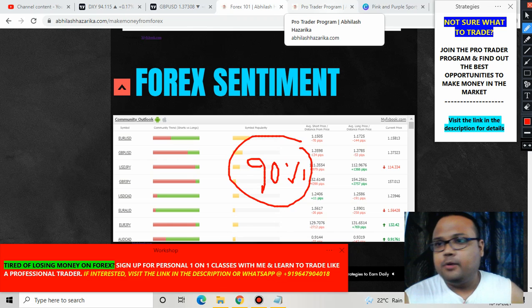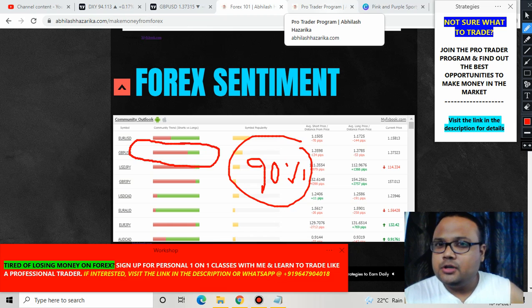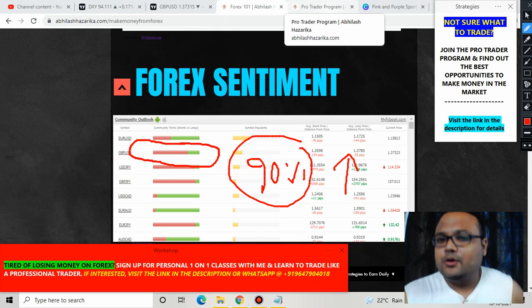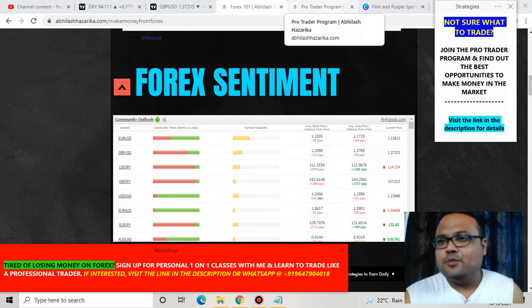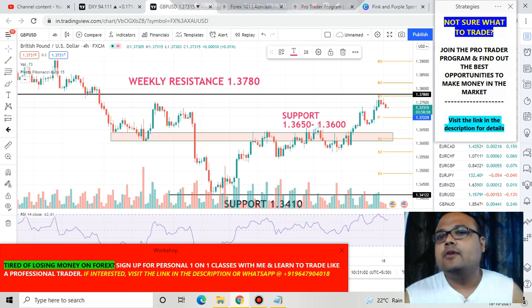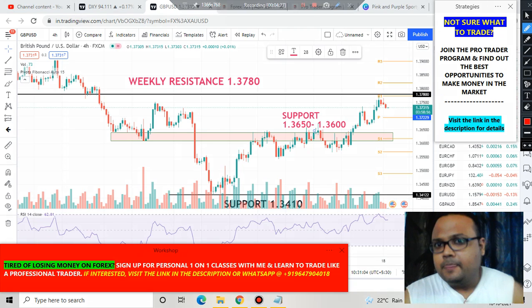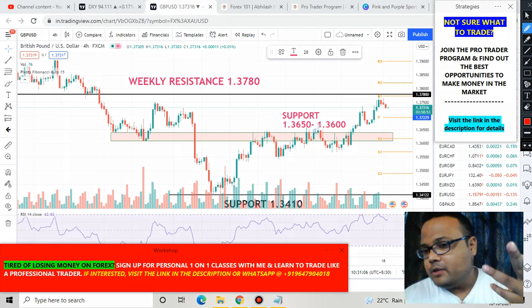That's a big problem. So most of the time we see the market going against the sentiment of the retail traders. Whenever we see retail traders on the short position, the market goes up. Whenever we see retail traders on the long position, the market goes down. So right now GBP USD, they have taken a short position, so there is a possibility of the market going up as well. And why do we have a possibility?